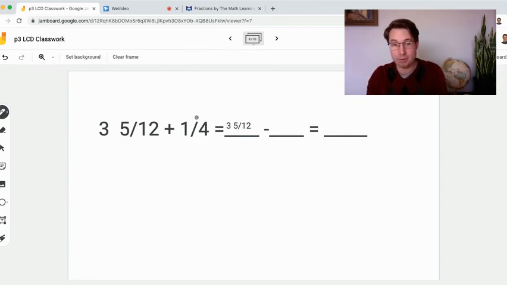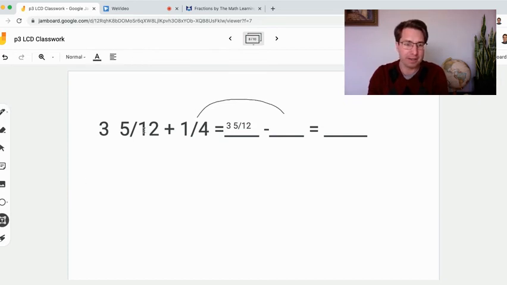If I'm changing fourths into twelfths, what do I need to multiply the 4 by to get to 12? It needs to be multiplied by 3. 4 times 3 is 12. 1 times 3 is 3. And then that will get my fraction of 3/12. 3/12 is equal to 1/4. Those are equal fractions. Now, because the denominators are the same, I can add across.